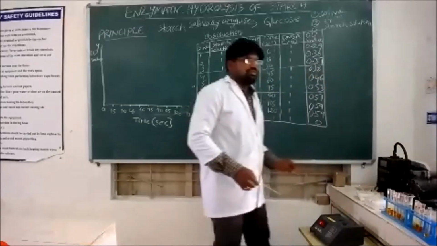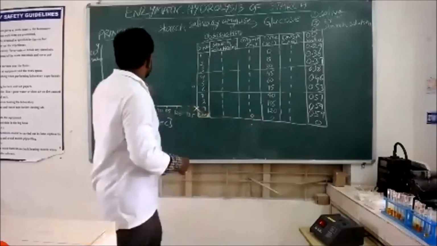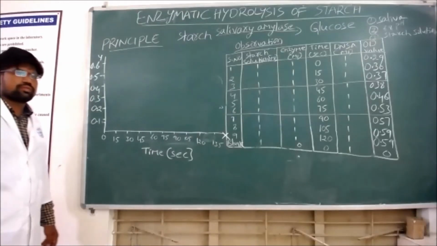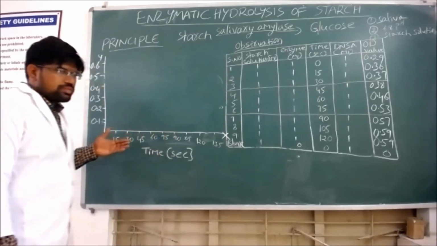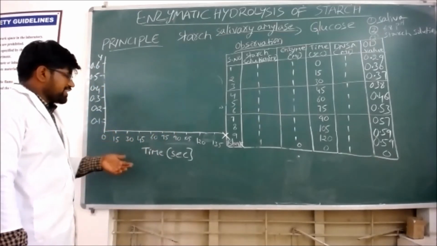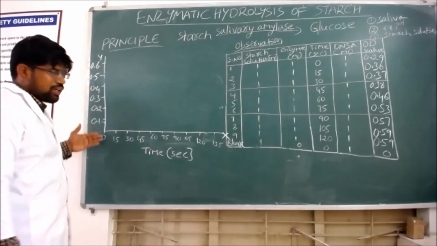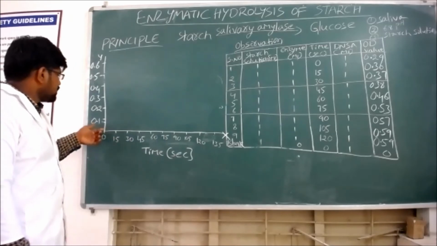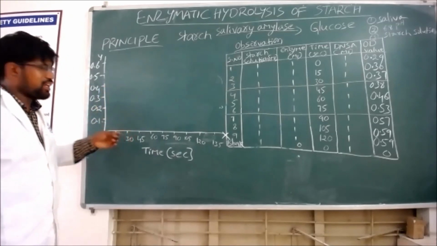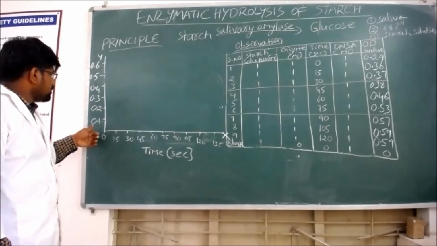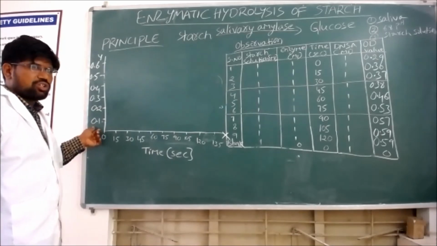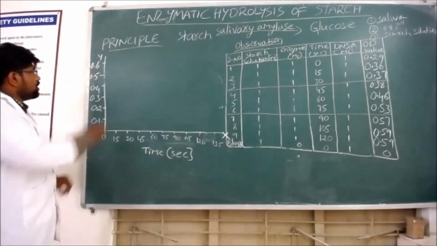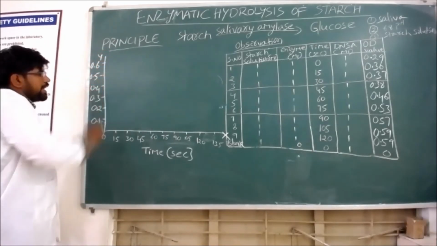So now, with the help of those OD values, draw the graph. On the x-axis take the time, on the y-axis take the OD value. The scale on the x-axis is 1 centimeter equal to 15 seconds. Based on my OD values, on the y-axis the scale is 1 centimeter equal to 0.1 unit. In that way, draw the x and y axes.